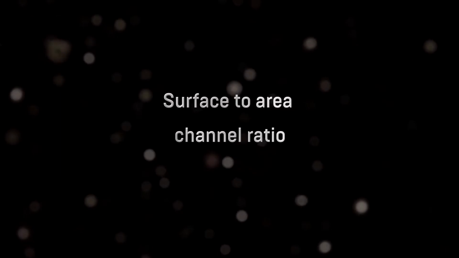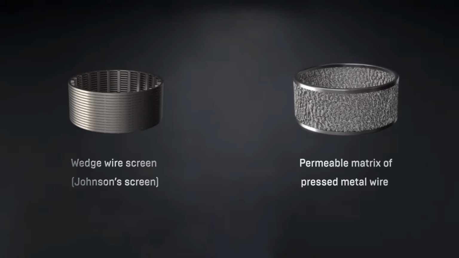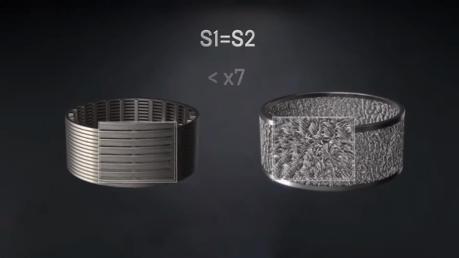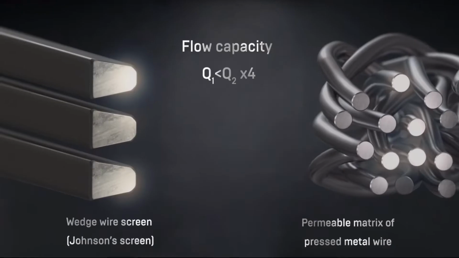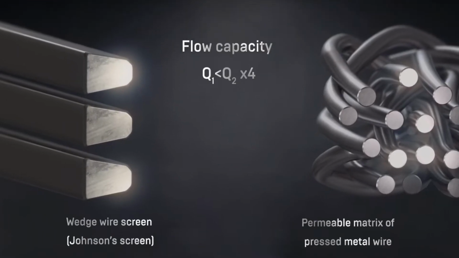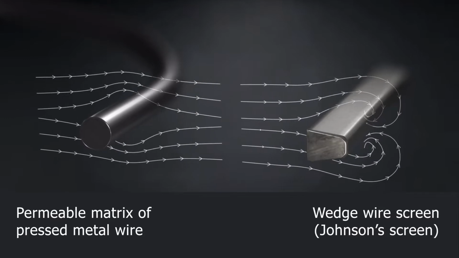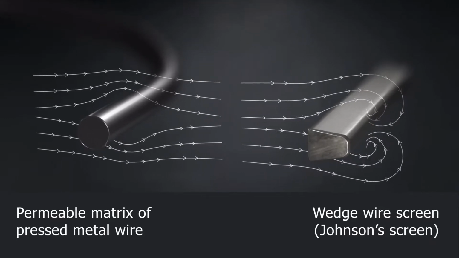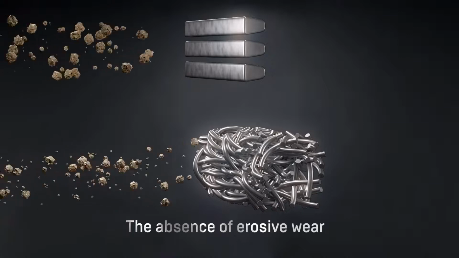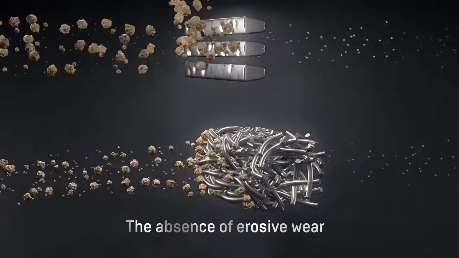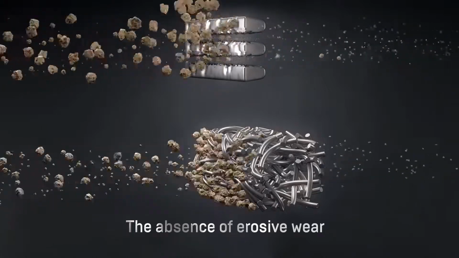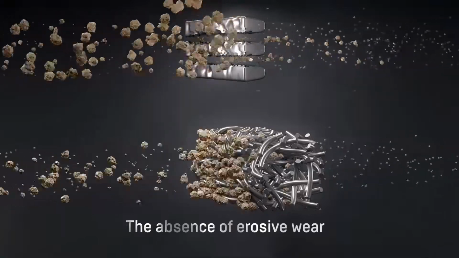Having the same total surface area, the PM filtration system has 7 times higher surface to channel area ratio and 4 times higher flow capacity compared to the widely used wedge wire screen. Structured metal wire mesh has low hydraulic resistance and does not have dead-end channels where particles can be trapped. Absence of sharp edges minimizes erosive wear of the structure.